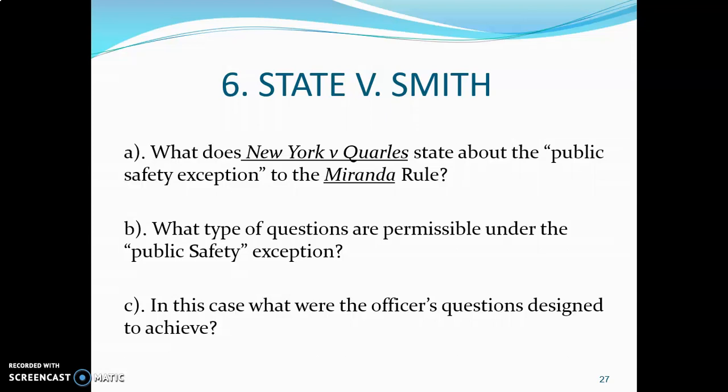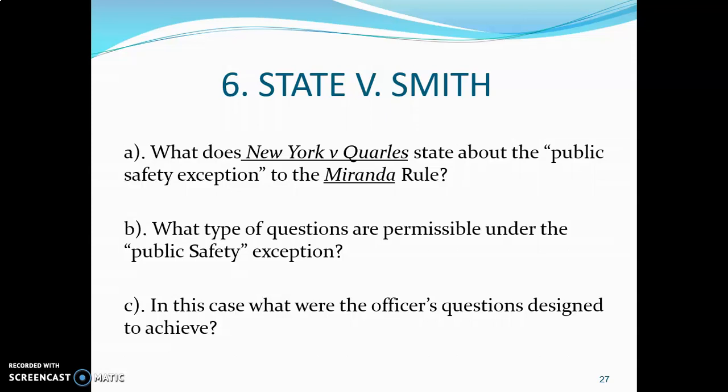They know who he is. They have information that he's violent. They can see by the victim's physical injuries that this defendant is violent, and so they start demanding to know where the guns are, and they do this without Miranda. And so the question becomes whether or not there's a public safety exception.